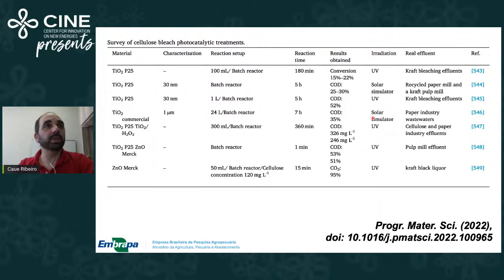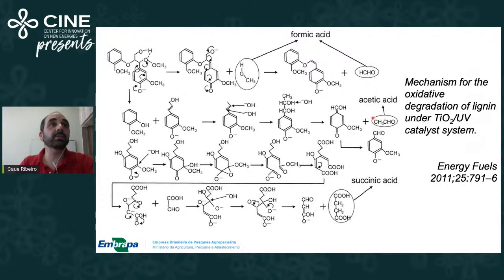The second possibility is not looking at the cellulose, but looking for applications for the most important byproduct of cellulose production, which is lignin. Lignin is a very interesting molecule to be treated using this kind of strategy because we can produce, for instance, formic acid by the oxidation of terminal groups of lignin and reducing the size of these chains, making other products that can be used before. Very important to see on that.